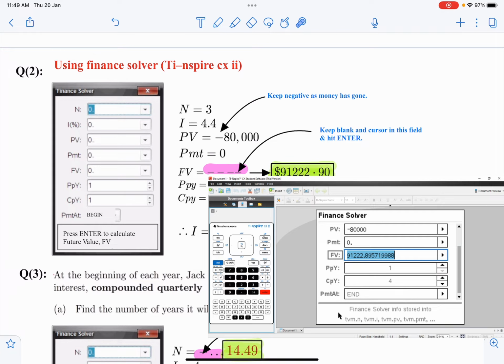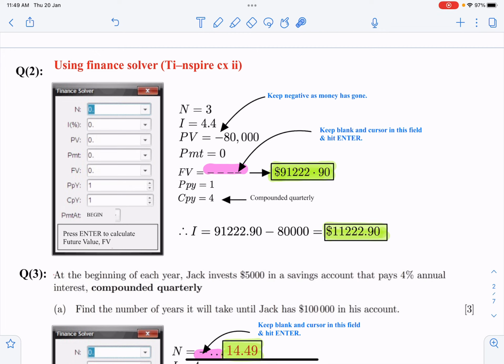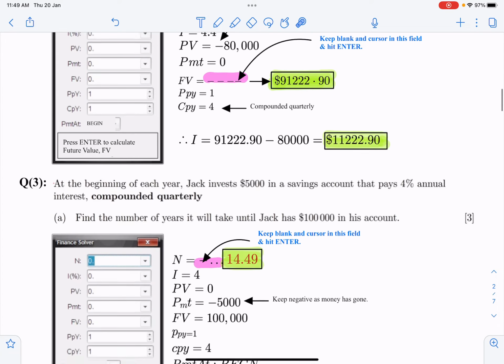Okay. So look here, the amount is 91,222.8957. So I have rounded it to 91,222.90. Okay. And then interest is calculated as we did earlier. So 11,222.90.